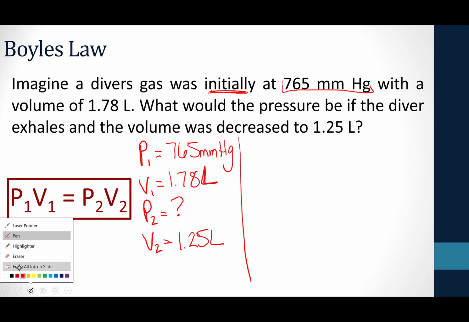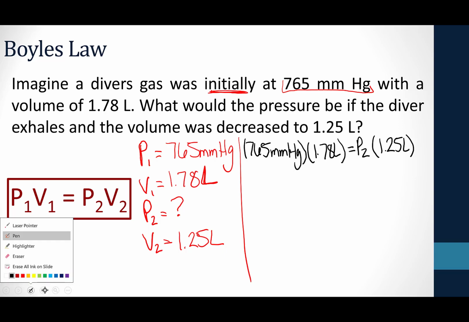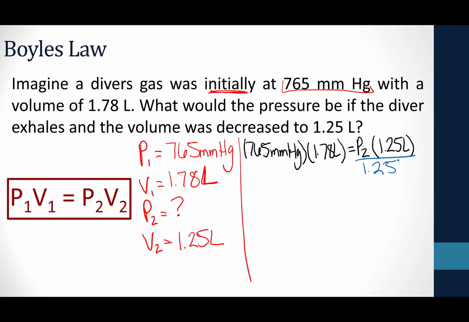Now that we have all of our variables in place, now we just need to chug through the math of this. So plug it in and chug through it. So we've got 765 millimeters of mercury times V1, which is 1.78 liters, and that's going to be P2 times V2, which is 1.25 liters. Basic algebraic rearrangement here. So I want to get P2 by itself. I'm going to divide by 1.25 liters. Whatever I do to the right side, I also have to do to the left side. So 1.25 liters.